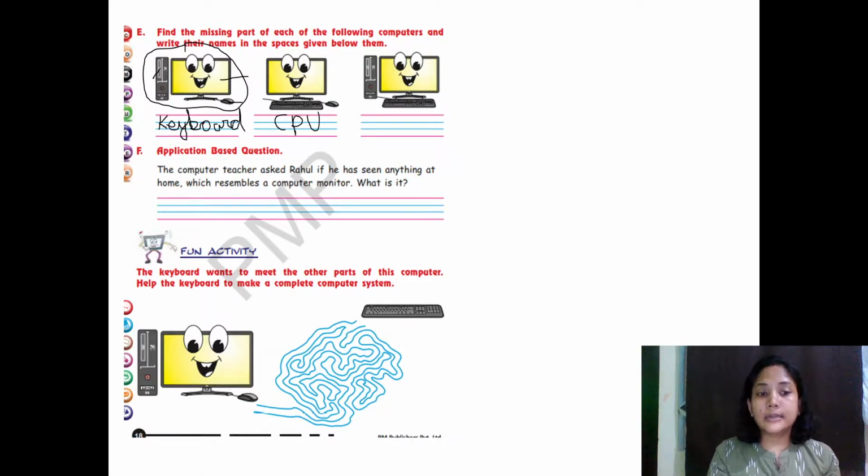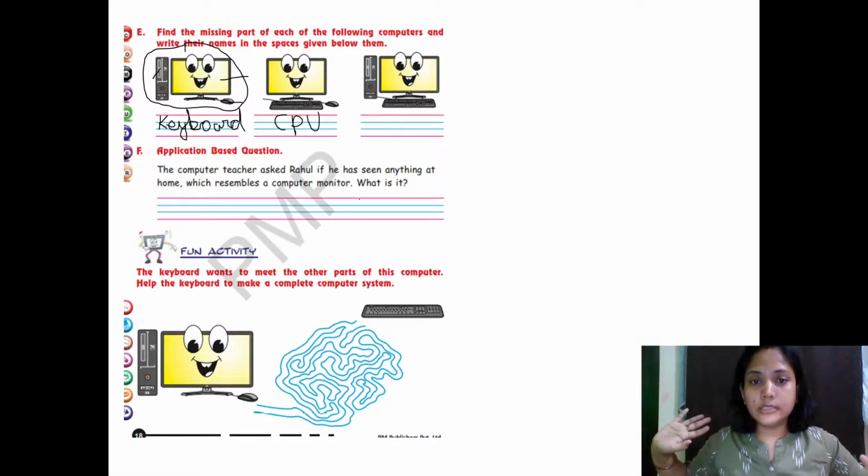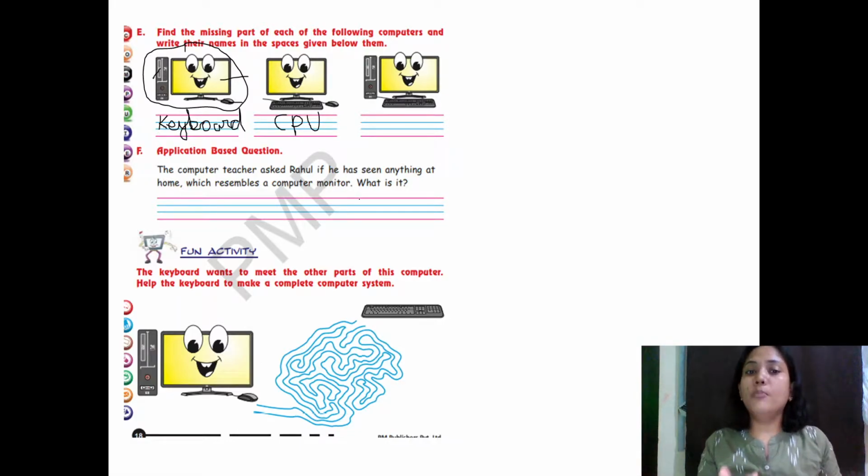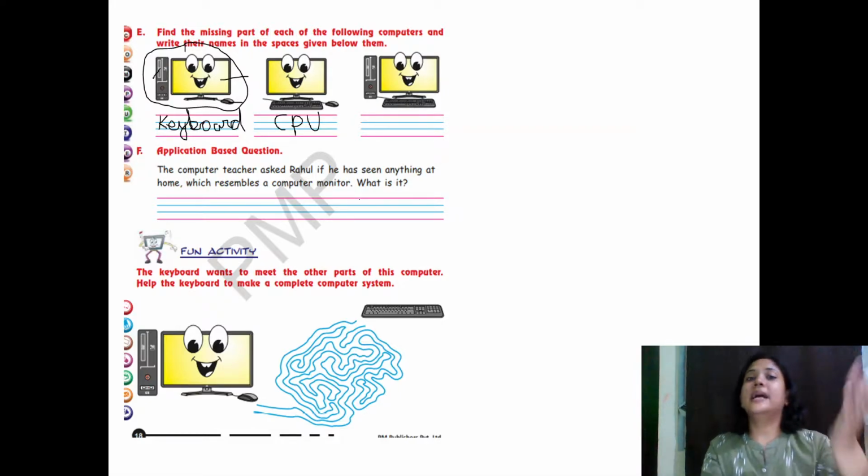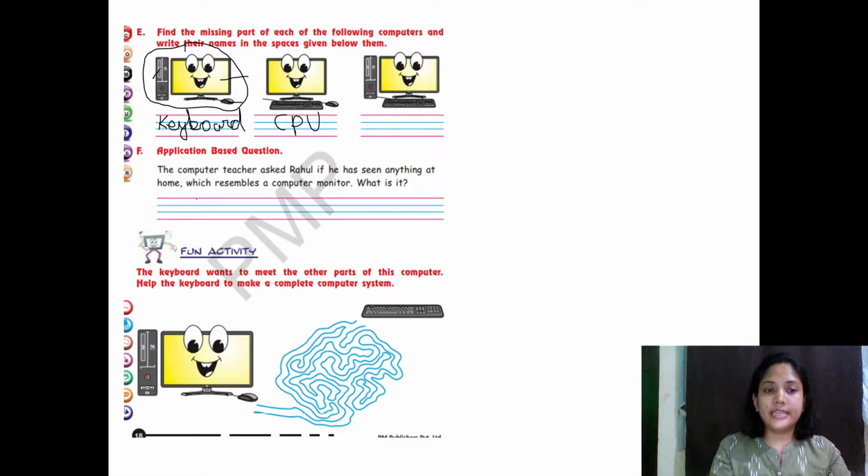Now next, the computer teacher asked Rahul if he has seen anything at home which resembles a computer monitor. So the teacher has asked Rahul, have you seen anything at your house that looks like the monitor? So think, children, what have you seen? Yes, it is my television. So I can write television.